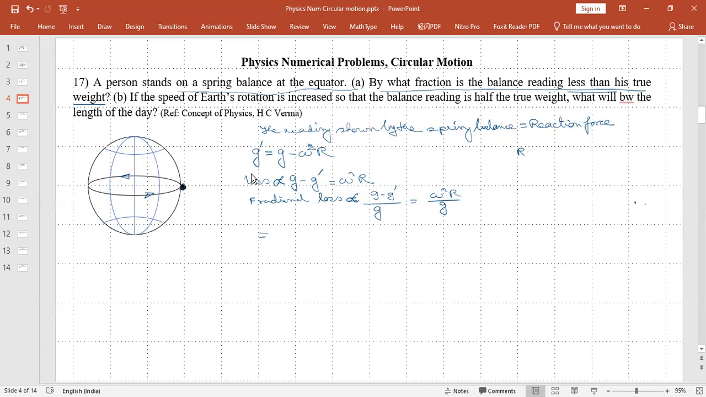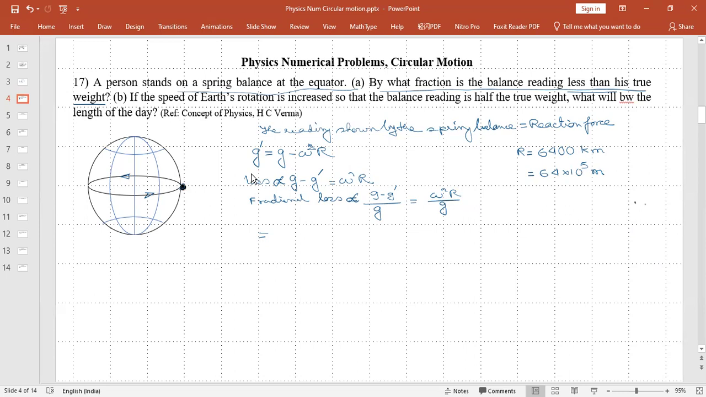The radius of the earth value is not given in this problem. It indicates maybe you have to remember this. Radius of the earth is 6,400 kilometers. It's a round figure, so maybe easy to remember. This is equal to 64 into 10 to the power 5 meter.